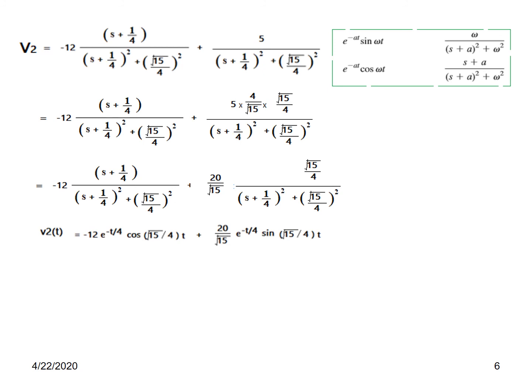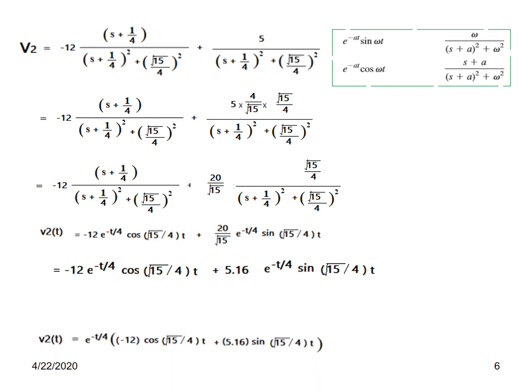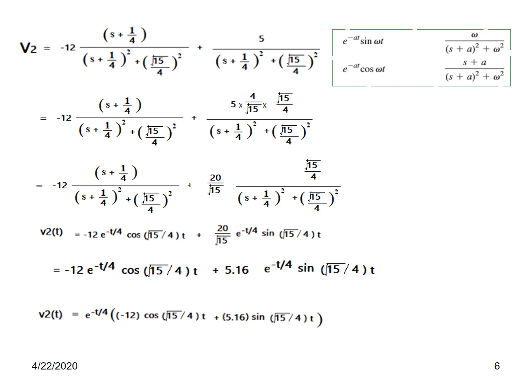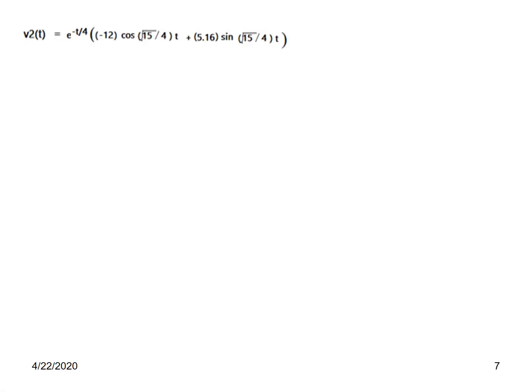But we are not done as yet. Although this is the answer, in the book he has given a different form, so we'll try to adopt that form. Okay, what we have done here is we have solved this 5.16 to make it simple. Now we take e to the power minus t by 4 common from both, so this is what is left. So we have to now play with this term.